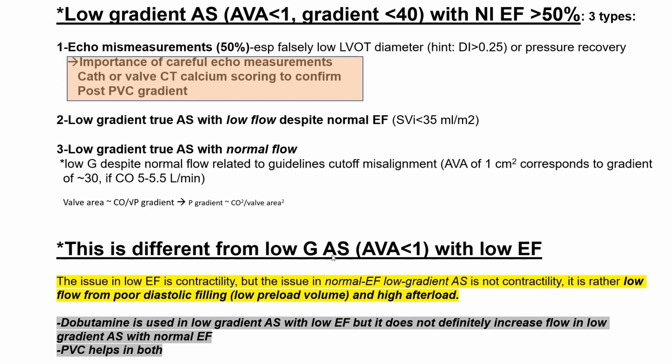This is different from low gradient AS with low EF. The issue in low EF is contractility, but the issue in normal EF low gradient AS is not contractility. It is rather low flow from poor diastolic filling and high afterload. Dobutamine is used in low gradient AS with low EF, but it does not definitely increase flow in low gradient AS with normal EF. PVC helps in both.